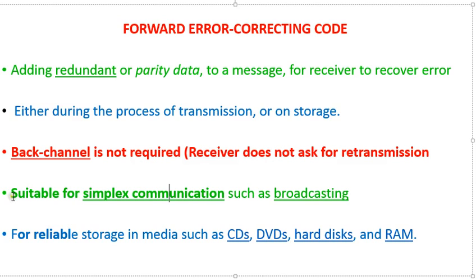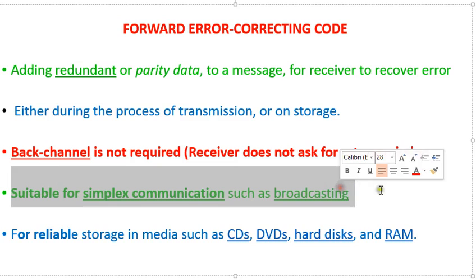Also, this method is very suitable in simplex mode of data transmission, such as broadcasting, because I told you in simplex mode you send the data but the receiver cannot communicate with you. So in that case, you send your forward error correcting code together with the data, so that when error occurs, we can use the redundant data or the parity data you sent for correcting, because there is no way the receiver can send back to the sender to make the corrections, because there is no such channel.